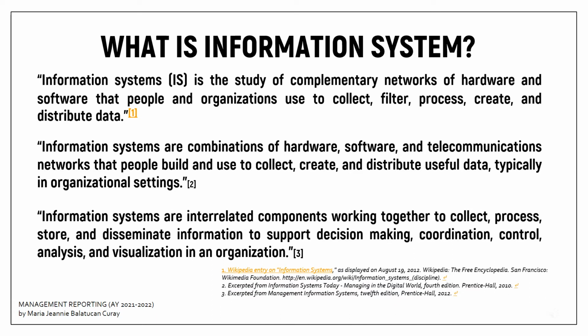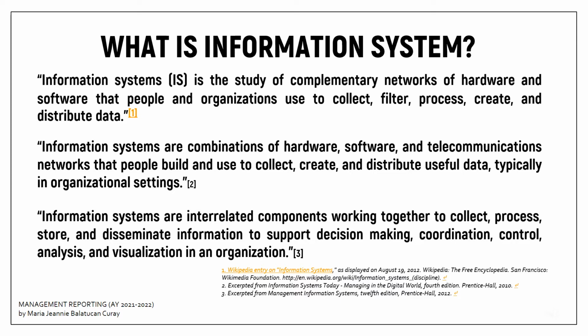Information system, or the IS, is the study of complementary networks of hardware and software that people and organizations use to collect, filter, process, create, and distribute data. Another is: information systems are combinations of hardware, software, and telecommunication networks that people build and use to collect, create, and distribute useful data, typically in organizational settings.